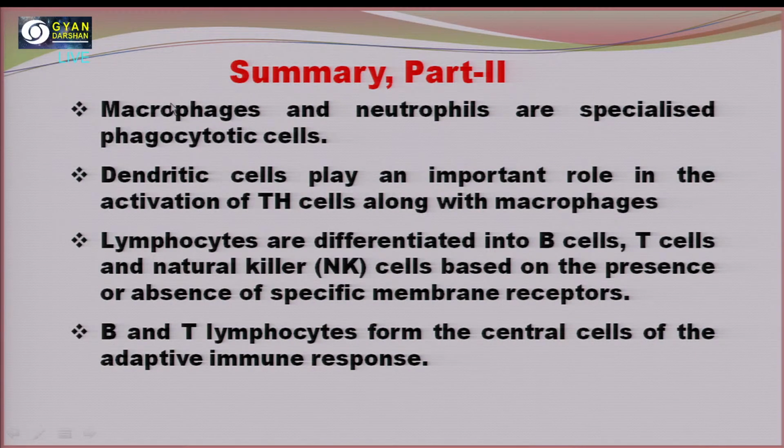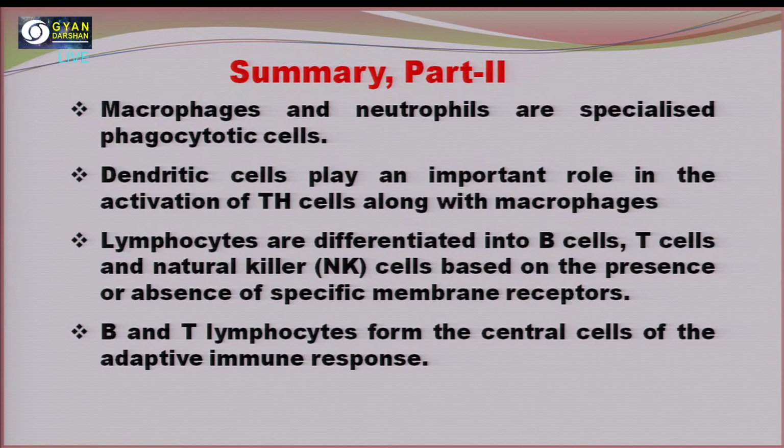Dear learner, I want to summarize my session. You have learned that macrophages and neutrophils are specialized for phagocytosis. These are very important cells available in our body systems, which are specialized.